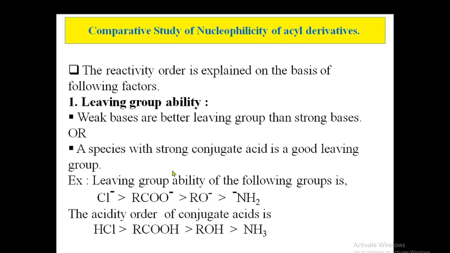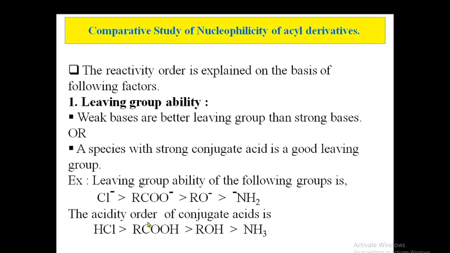For example, if you are taking these leaving groups, chloride, carboxylate, alkoxide ion or amide ion, and you are taking the conjugate acids of these, here they are. If you have a chloride ion, its conjugate acid is HCl. If you are taking the carboxylate ion, its conjugate acid is carboxylic acid. If you have an alkoxide ion, the conjugate acid is alcohol, and for amide ion it's ammonia.